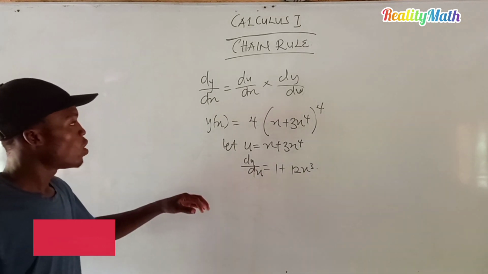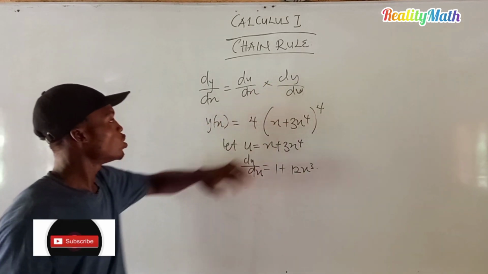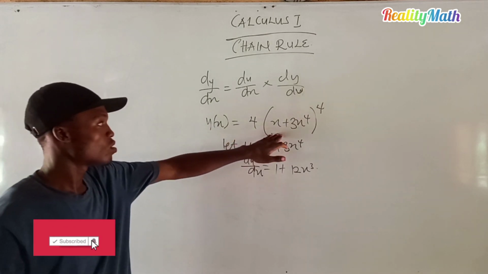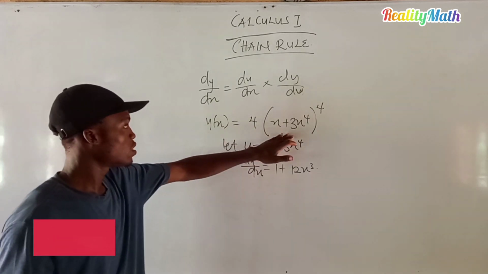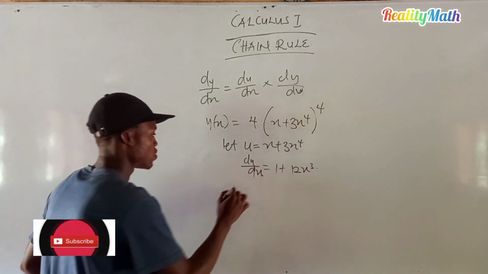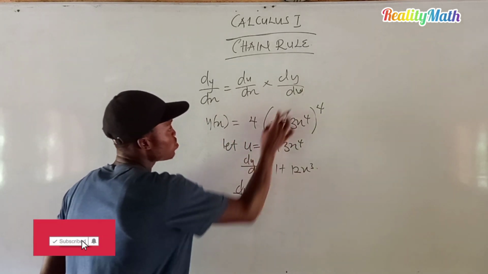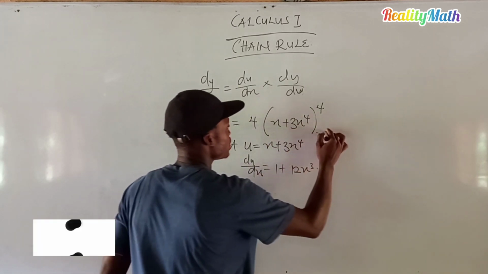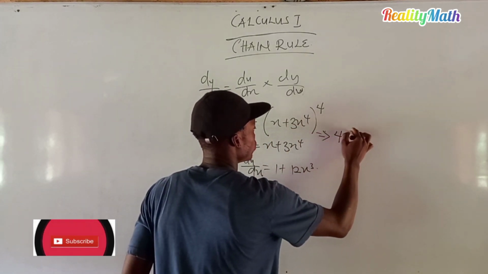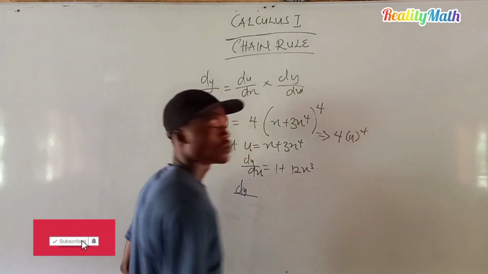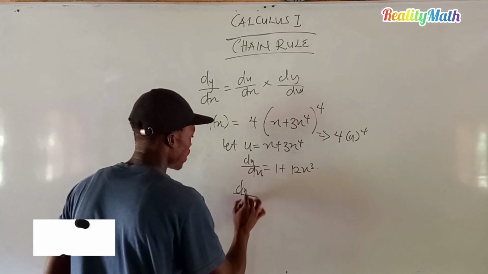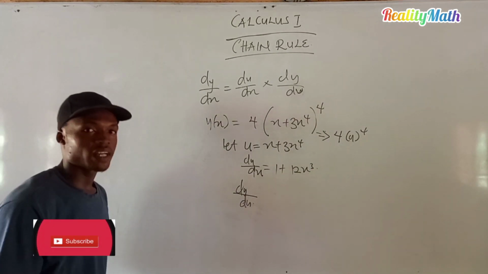Now, what will be our dy/du? You know the whole function is y, which is y of x. So when we differentiate the whole function, it's going to be dy. Now why is it over u? Because we've changed this to be u. This can still be written as u to the power 4, so it's in terms of u. That is why we will now have dy/du. I hope you get that.